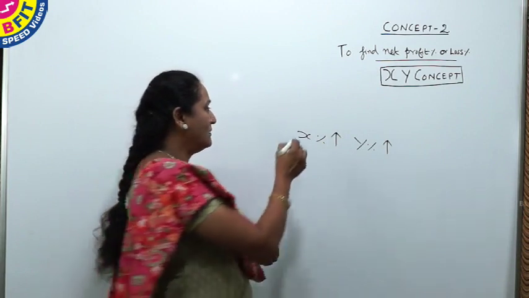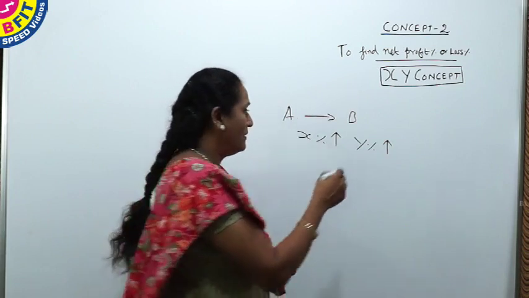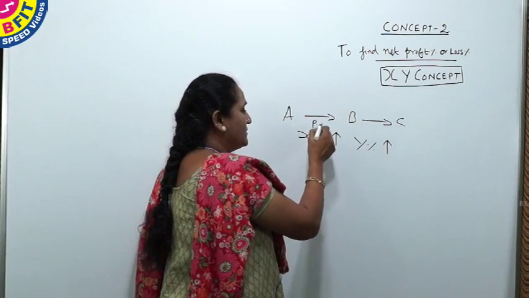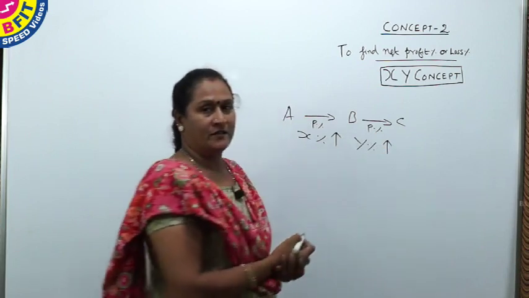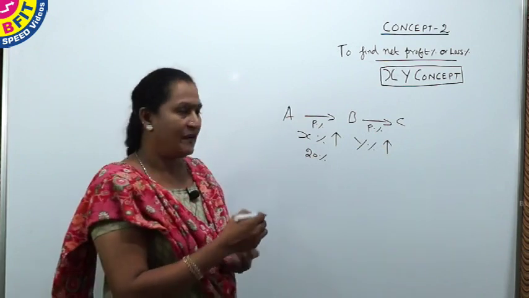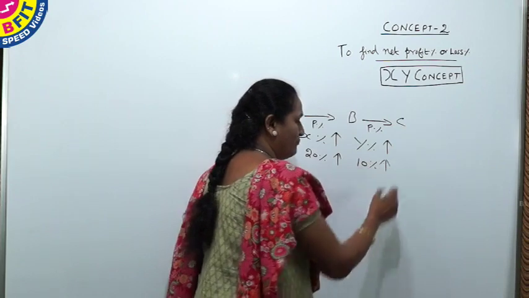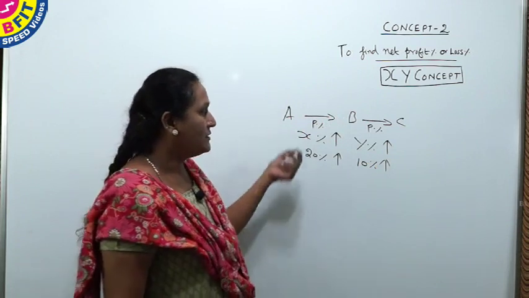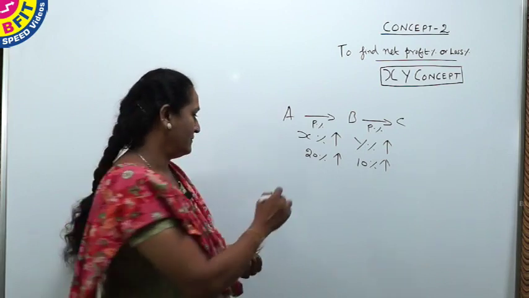So this can be like a person A selling an article to B and B selling the same article to C at profit percents. So A sells to B at a profit percent, B sells to C at a profit percent. Say for example, first the value of the article is increased by 20%, and now again it is increased by 10%. Or A sells an article at 20% profit, and the same article is sold to C at 10% profit. So what will be the net profit percent?